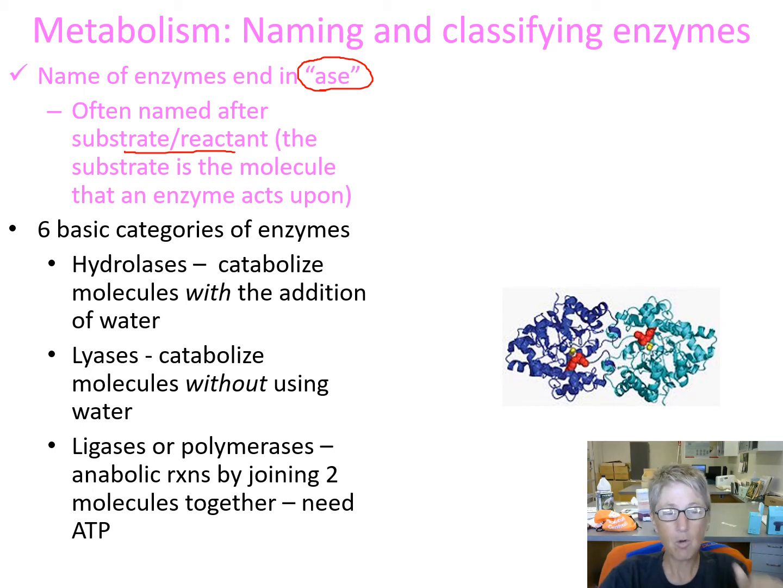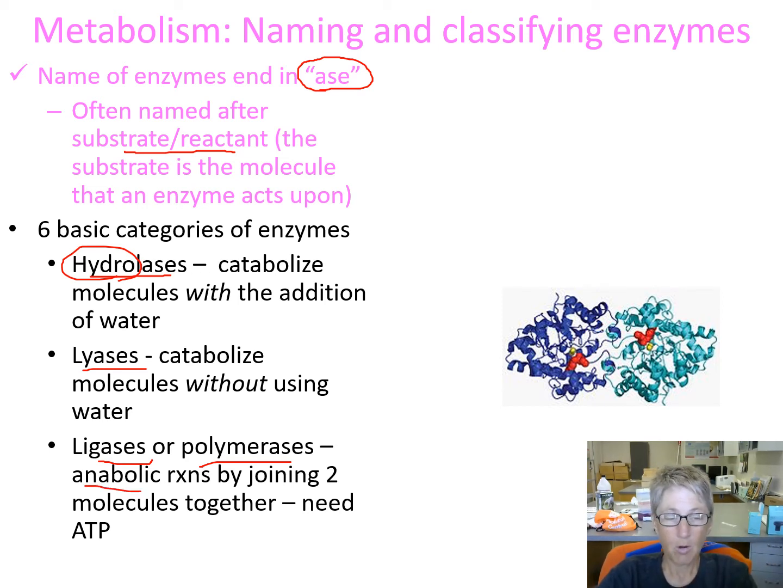Often enzymes are named after the substrate and/or the reactant. There are 6 basic categories of enzymes. Hydrolases: hydro means water, and they break down molecules with the addition of water. So if you are a hydrolase, you use a water molecule to break the bond between your two molecules of interest. If you are a lyase, you can break down molecules without using water. If you are a ligase or a polymerase, you are building up, an anabolic reaction, and you join two molecules together.